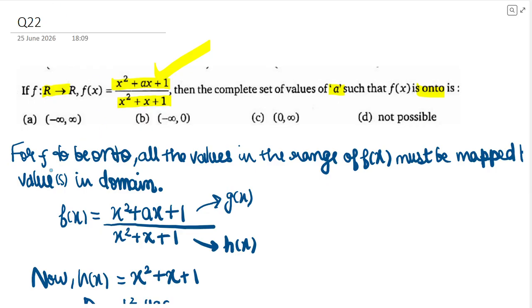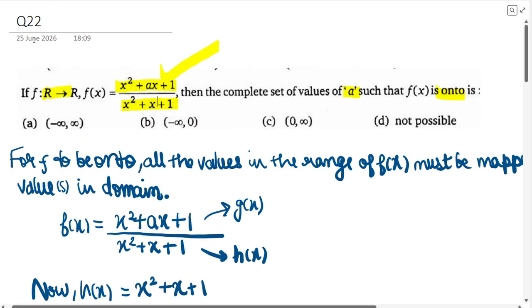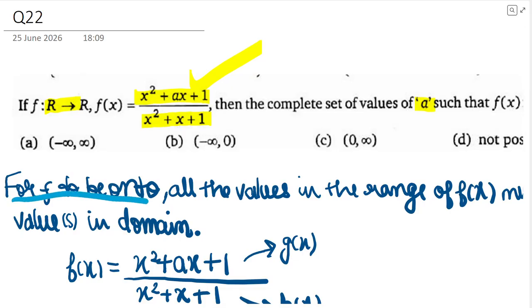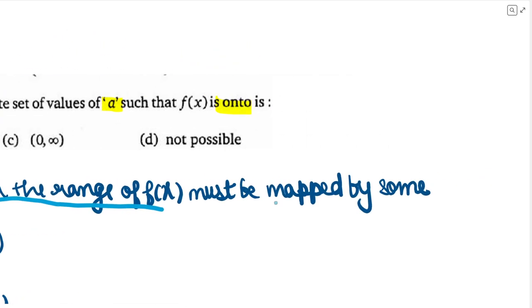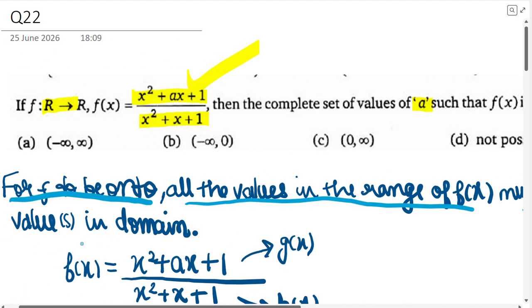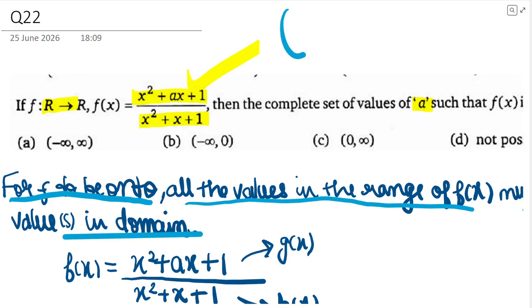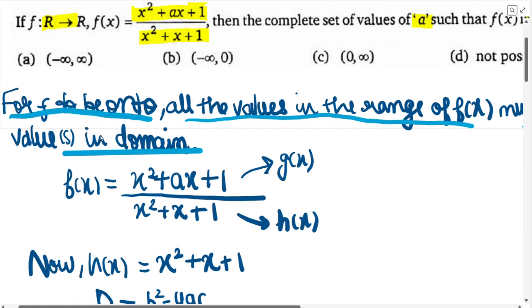All right. So what is the definition for a function to be onto? For a function to be onto, all the values in the range of the function f(x) must be mapped by some value or values in the domain. For example, this is the domain and this is the range set, and the function is going from X to Y. All the values which are there in the range must be mapped by either one value in the domain or two values, but they must be mapped. They must not be empty.